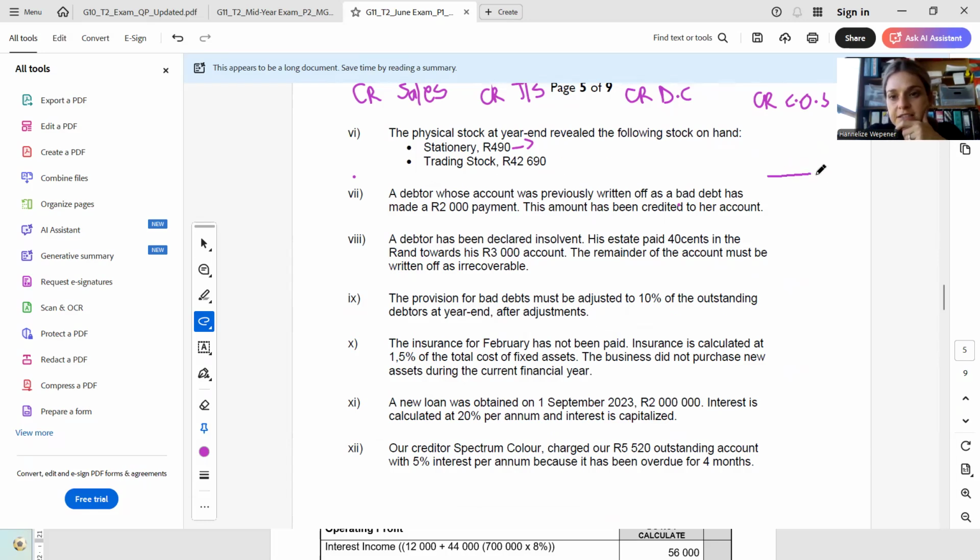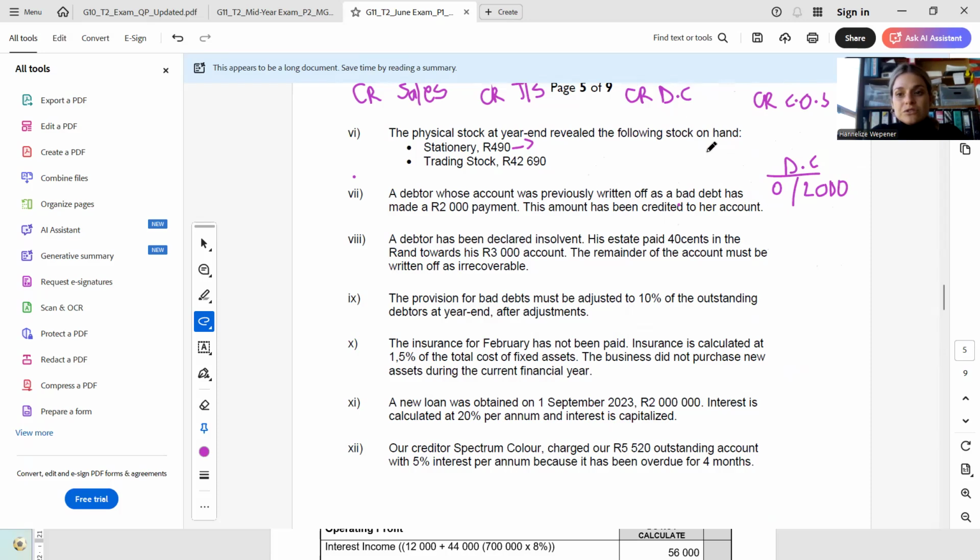So in other words, your debtors control is on a 0. There's no balance there. You wrote that off. What they're saying now is this debtor decided to make payment and you credited this to her account. So now you owe the creditor money. But that is not the case, because remember, whenever someone who was written off as a bad debt decides to make payment, it means that that is a bad debt recovered.